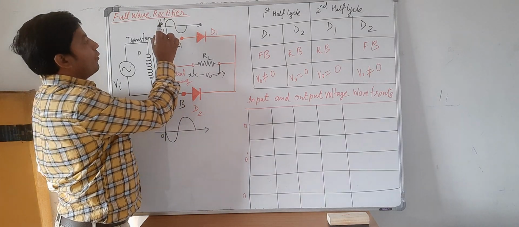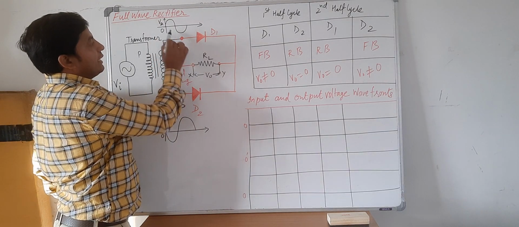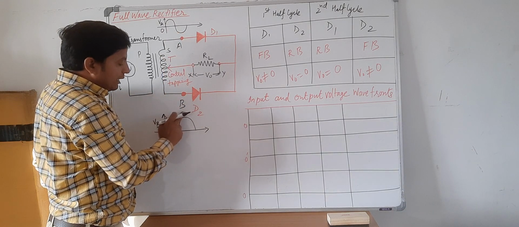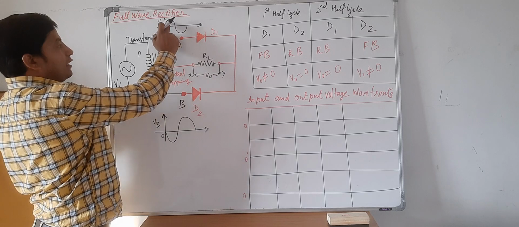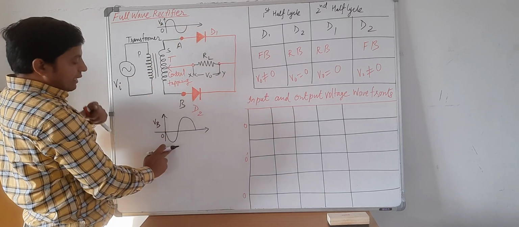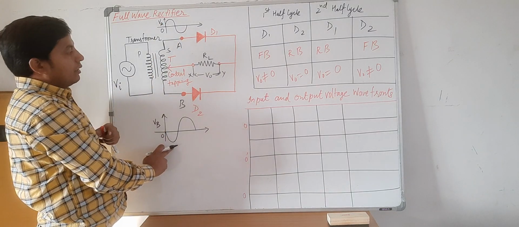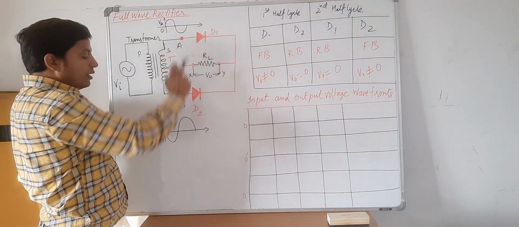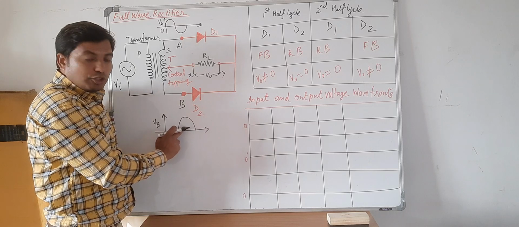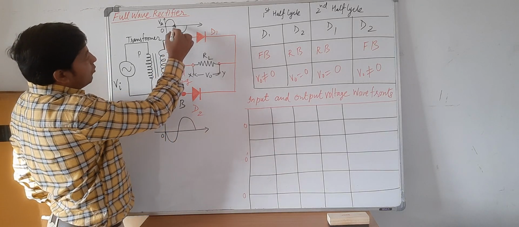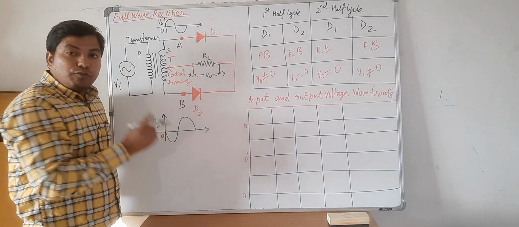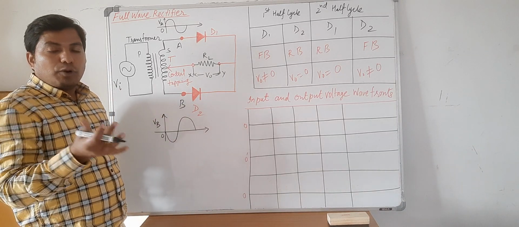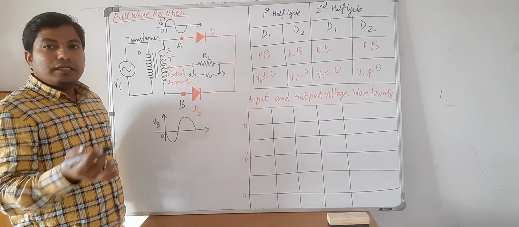See, polarity of input voltage at point A is in this way. Now polarity of input voltage at point B is reversed. The first half cycle is positive in VA and the first half cycle is negative in VB. And the second half cycle in VA is negative, the second half cycle in VB is positive. So you can observe the waveforms, their polarities are changed. Polarities of waveforms VA and VB are changed.